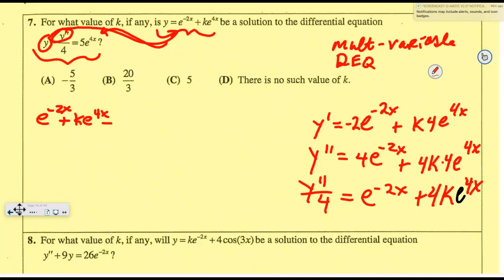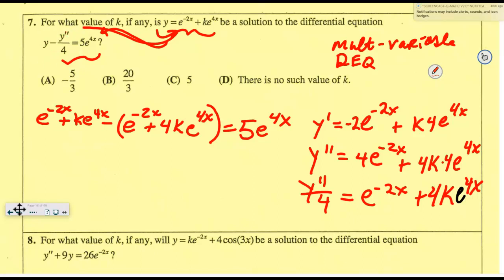Are you good with what I'm doing? You following me? All right. So I'm going to go over here and I'm going to replace that y double prime over 4 with what I just got. So I'm just equating the two things. I want that to be equal to 5e to the 4x. So I'm going to repeat what I did. I'm forcing it to be a solution, so I'm forcing it to work. To get it in here, though, I had to go calculate this piece of it, which is in the parentheses. Now I'll just go and see what happens.